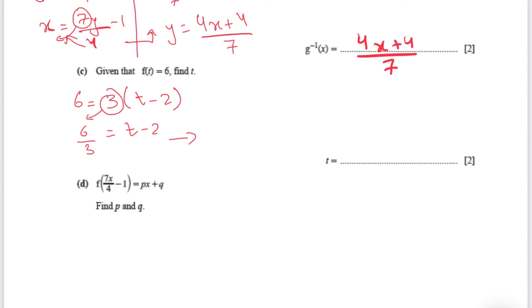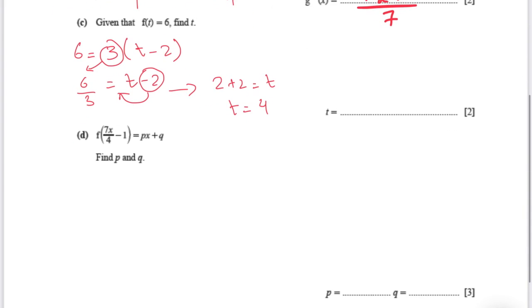What happens after this is 6 divided by 3 is 2. And then this 2 goes to the left side. You add 2 and 2 and t is equal to 4. So that's your answer to part C. So you write 4 over here. Okay, I hope this made sense as well.